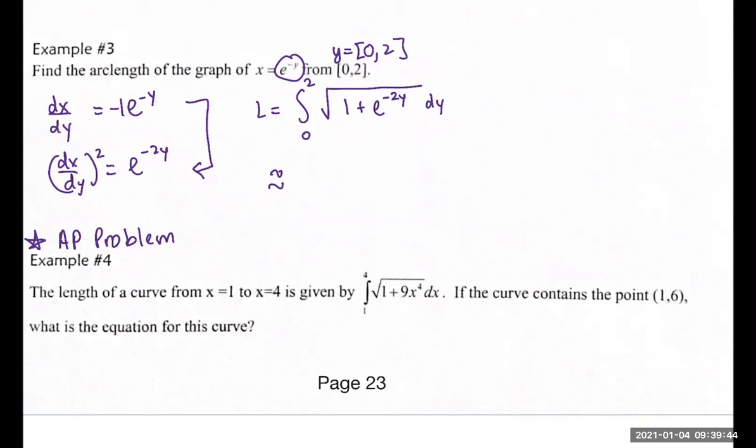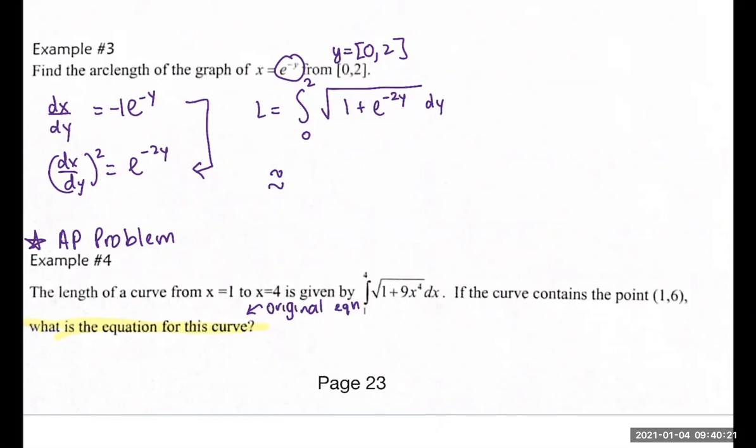Okay, so here, instead of giving you guys the original formula, they're giving you an expression for the length. So the length of a curve from x equals 1 to x equals 4 is given by this expression. If the curve contains the point 1,6, what is the equation of the curve? So if you guys can highlight this portion right here, some people will come back and ask me, what is that asking for? That is asking for the original equation. Okay, what's the original function? What is f of x or f of y in some cases?